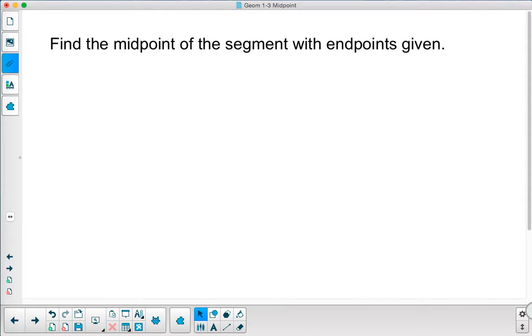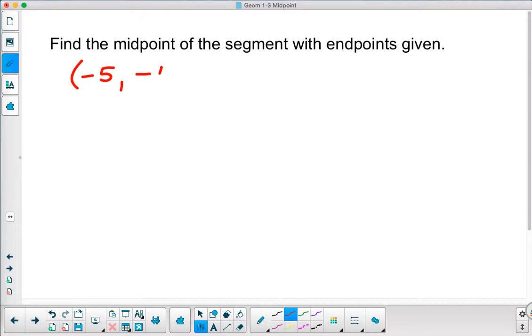All right, so what do you need to practice more? Need one with more negatives? Let's pick something. -5, -10, and -7, -3. Find the midpoint.